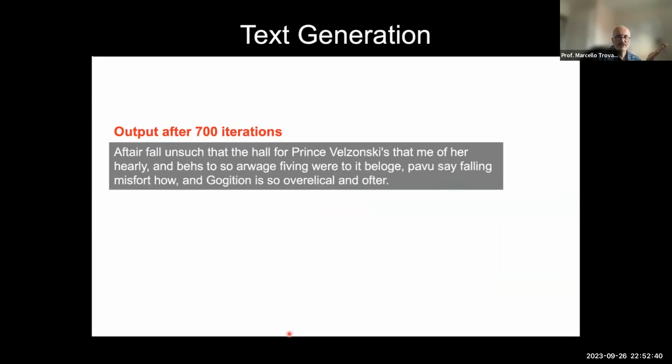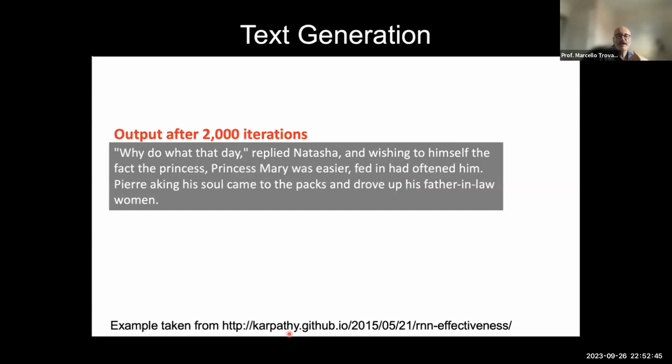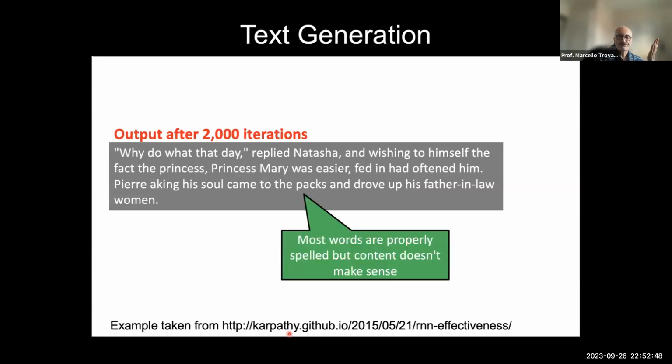Then we have 700 iterations. It looks much more like English text. And then we have 2000 iterations. Most words are properly spelled, but the content doesn't make any sense. But at least from total gibberish, we are now in a position of seeing some English words. But the system is still not fully trained, and so it won't be able to predict the best next word or next words. So the text won't make any sense.